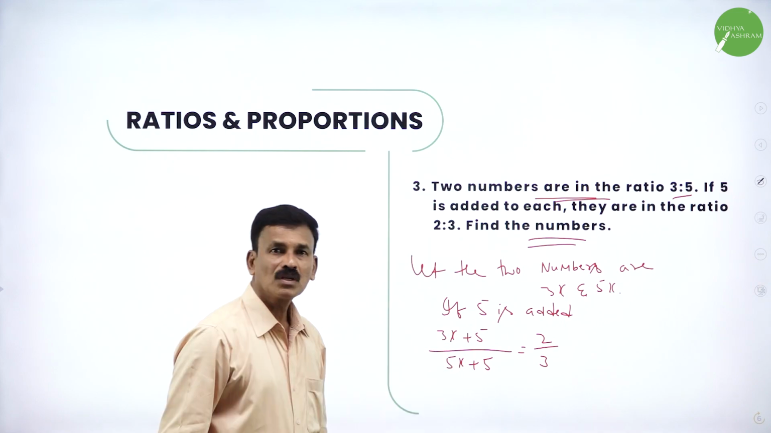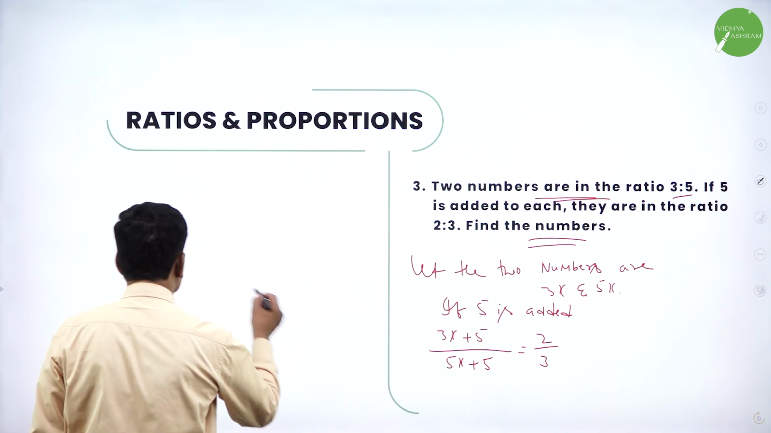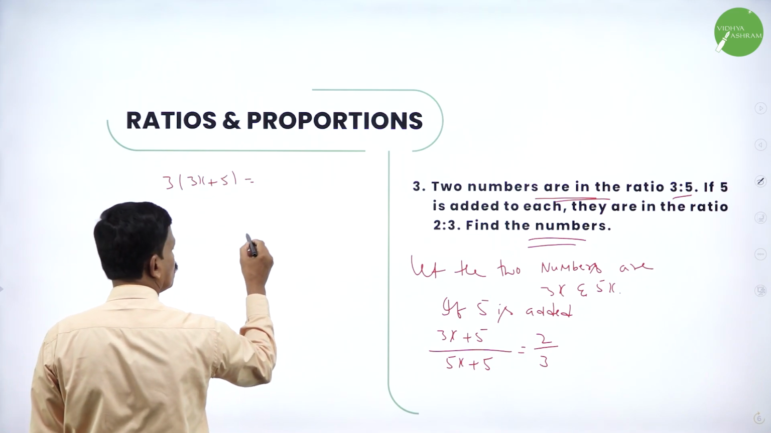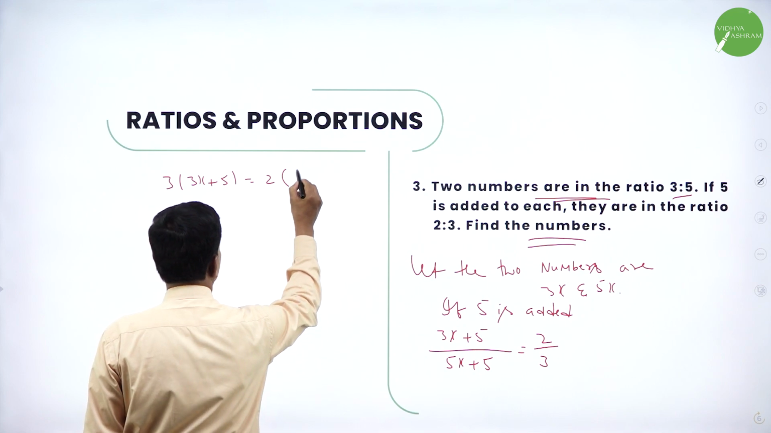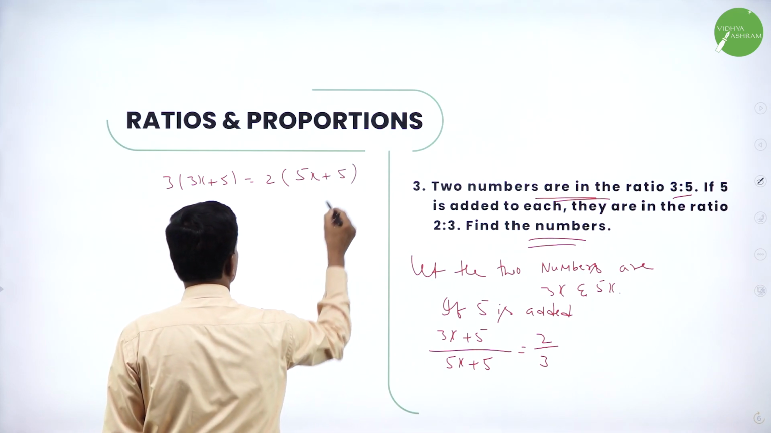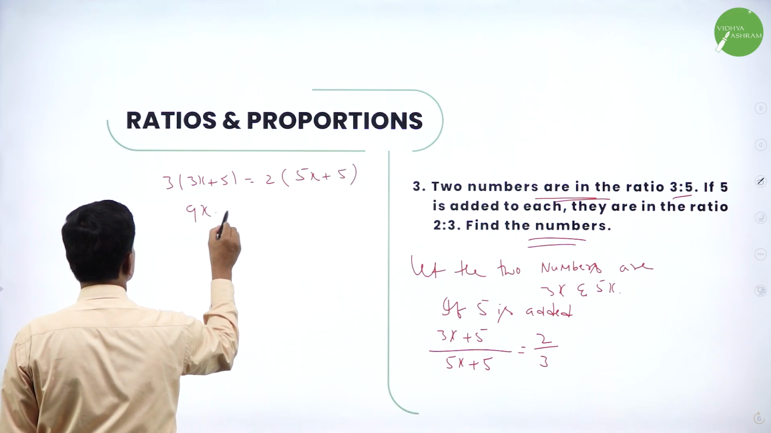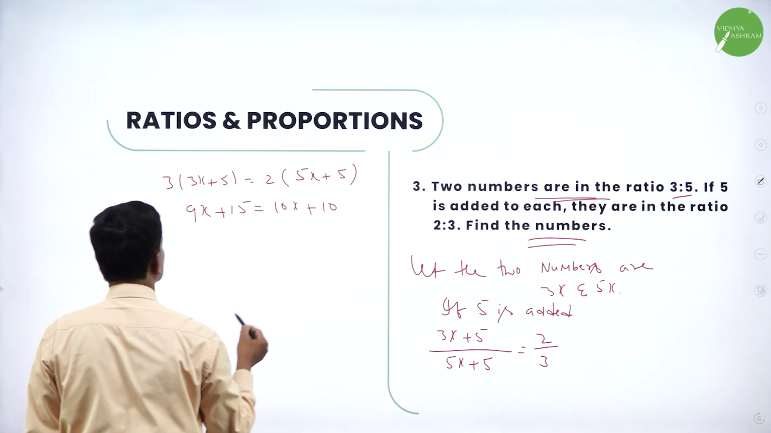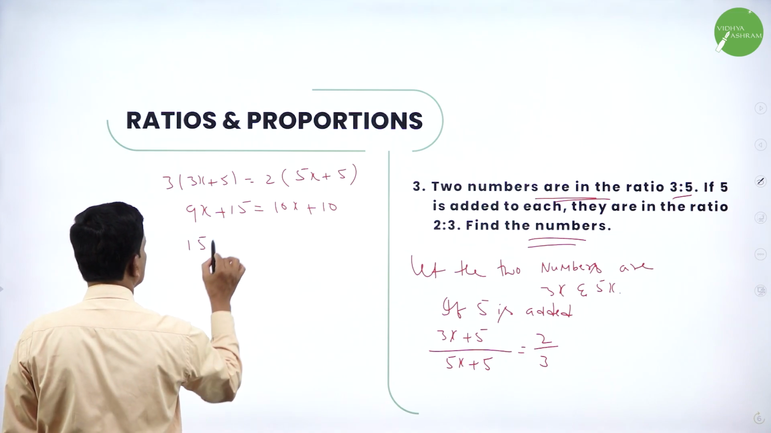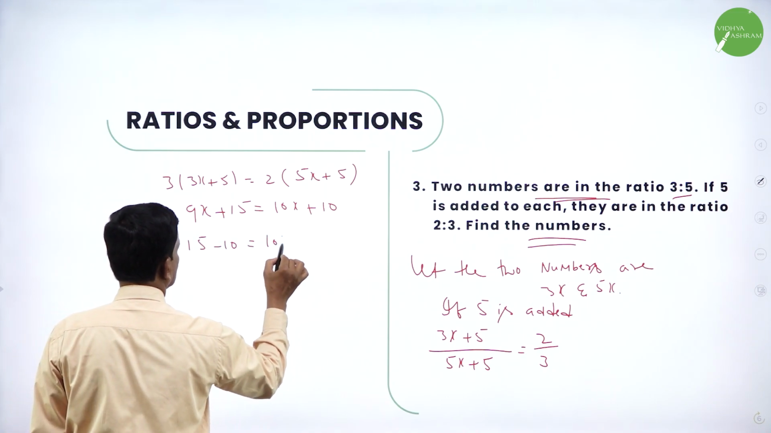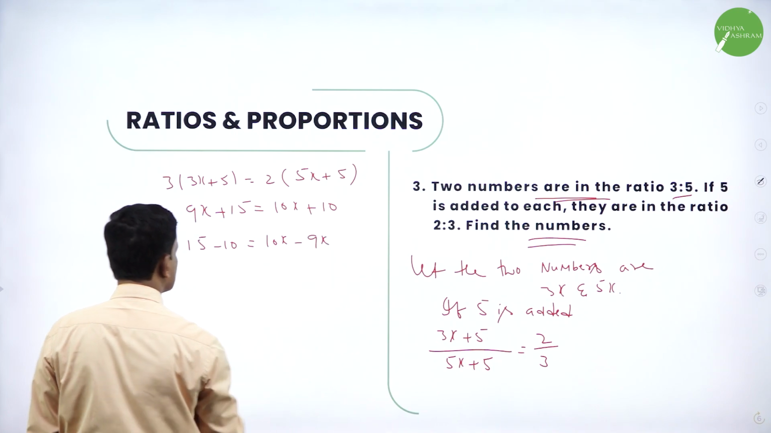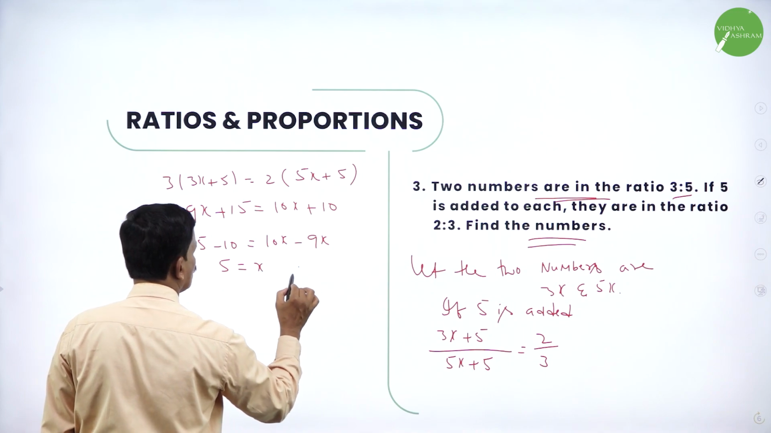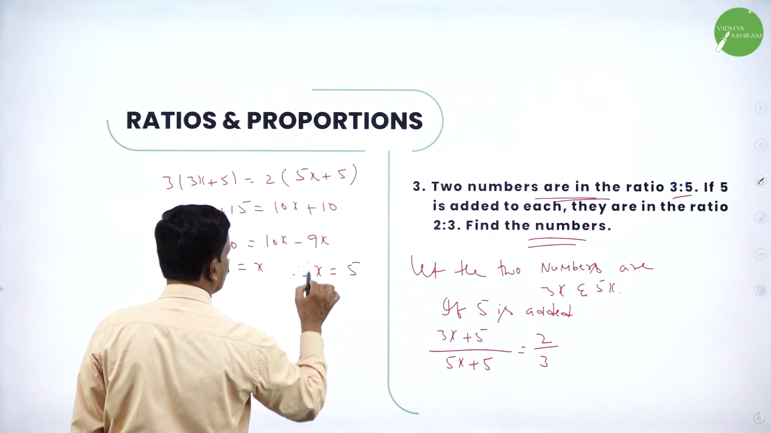That's it. Okay, now just cross multiply it. What you will get? 3 into 3x plus 5 is equal to 2 into 5x plus 5. What is this equal to? 3 3s are 9x plus 15 is equal to 5 2s are 10x plus 10. So transfer this: 15 minus 10 is equal to 10x minus 9x. 15 minus 10 is 5, which is equal to 10 minus 9, which is 1. So therefore x is equal to 5.